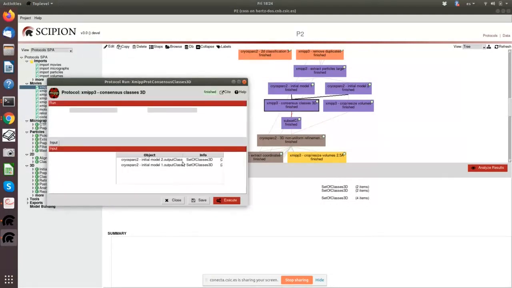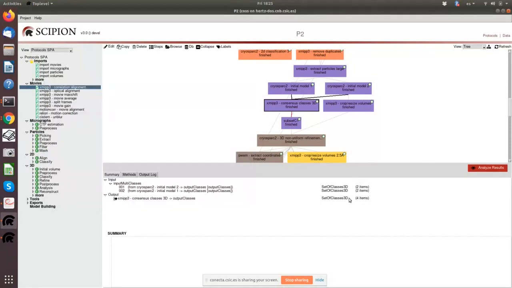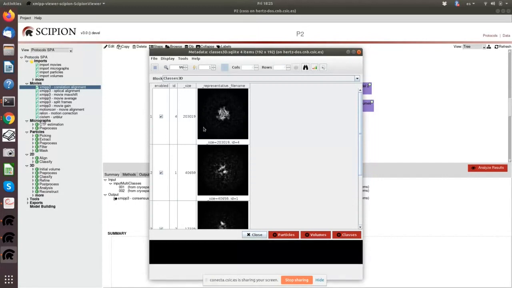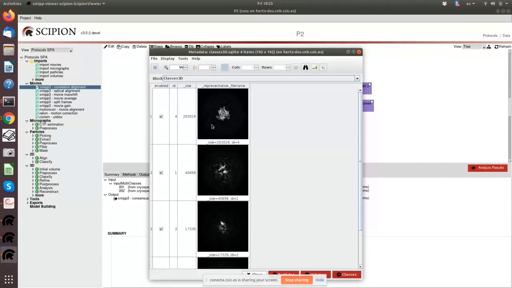So it is just the set of 3D classes that you have constructed so far. And then the output is a small subset that always got the same label. So these 200,000 particles, they always go to the good structure.